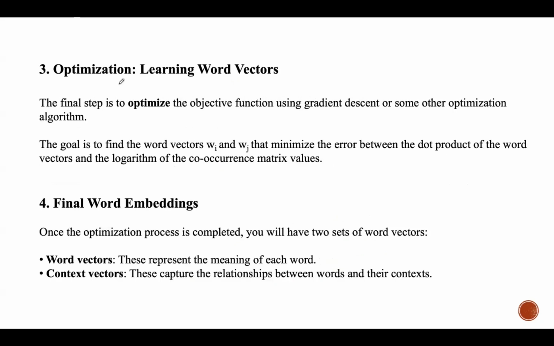Then step 3 is optimization. To learn word vectors and biases, GloVe uses an optimization algorithm, typically stochastic gradient descent or variants like Adam or AdaGrad, to minimize the loss function. So for this, first the word vectors are initialized randomly, typically with small values, and the bias terms b_i and b_j are also initialized to 0.